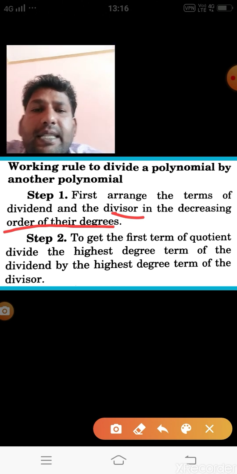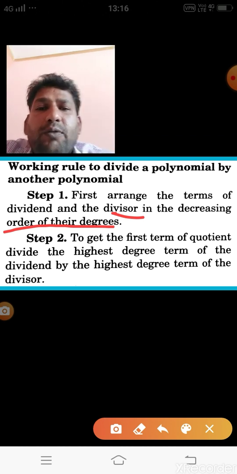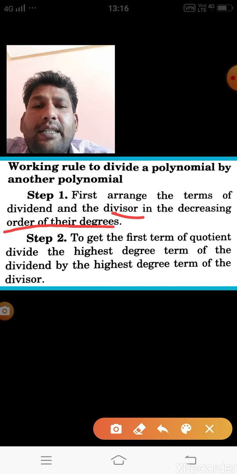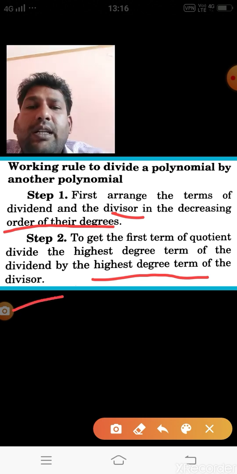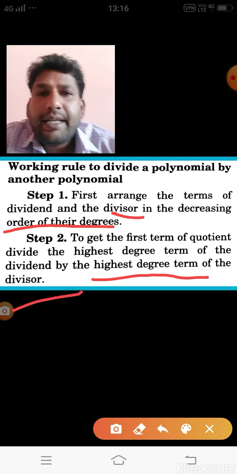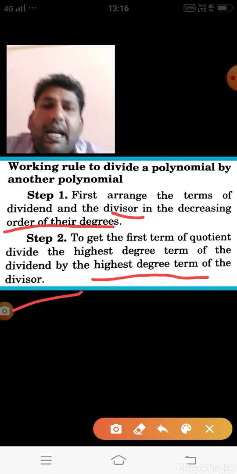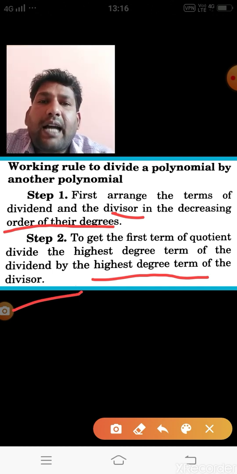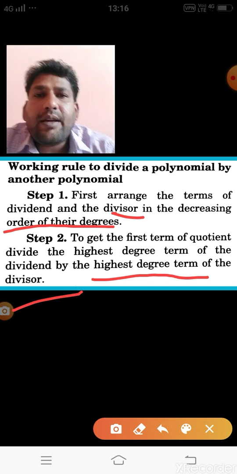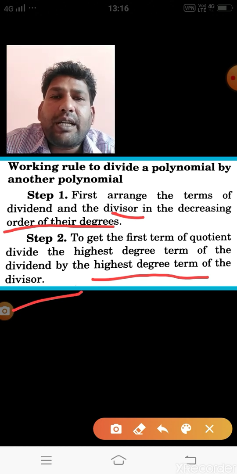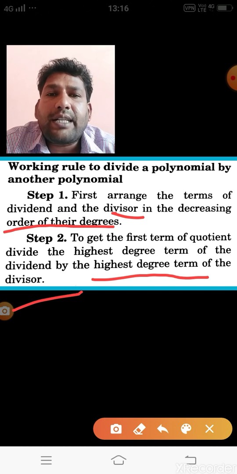Then in step two, to get the first term of the quotient, divide the highest degree term of the dividend by the highest degree term of the divisor. For doing the division, we follow the same process. We divide the highest degree term of the dividend by the highest degree term of the divisor. We take that quotient, and when we multiply it with the divisor, we get the same highest degree term as the dividend.